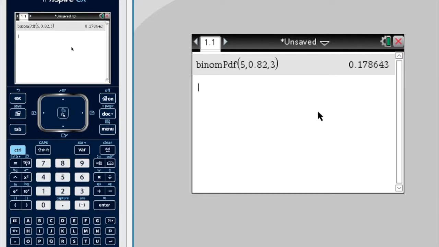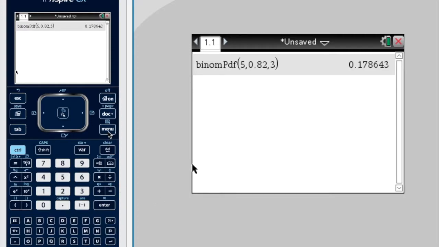So the probability in our example that the tennis player wins exactly 3 games out of 5 is 0.178643. And that's assuming that the probability that she wins any one game is 0.82. Okay, so now we want to find the probability that she wins at least 3 games.